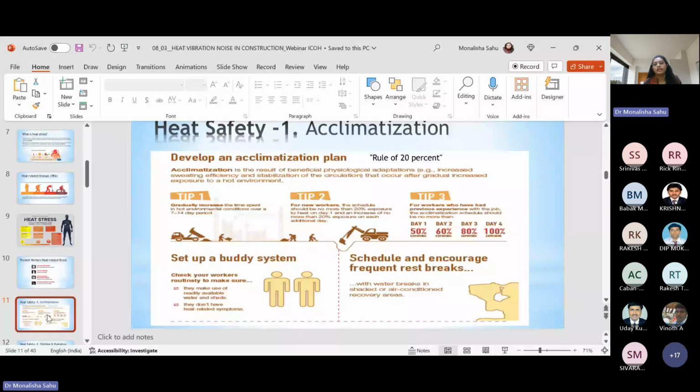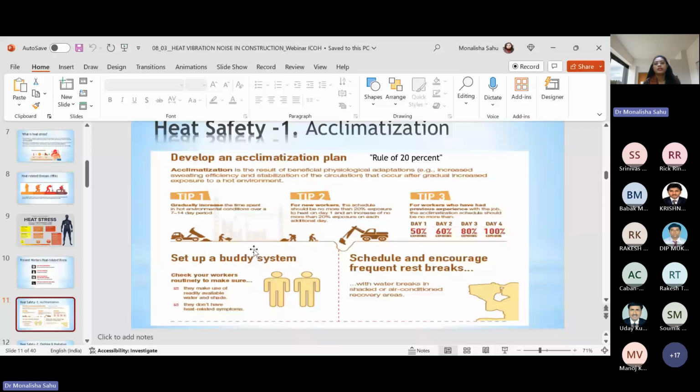So, acclimatization. For acclimatization, it is suggested that the rule of 20% can be followed, which means increasing the time in the heated environment by 20% each day. This kind of activity will help in acclimatization, which results in a beneficial physiological adaptation, that is increased sweating efficiency, so the body will be able to maintain its temperature in a better way. Over a period of 7 to 14 days, the exposure to heat should be increased.